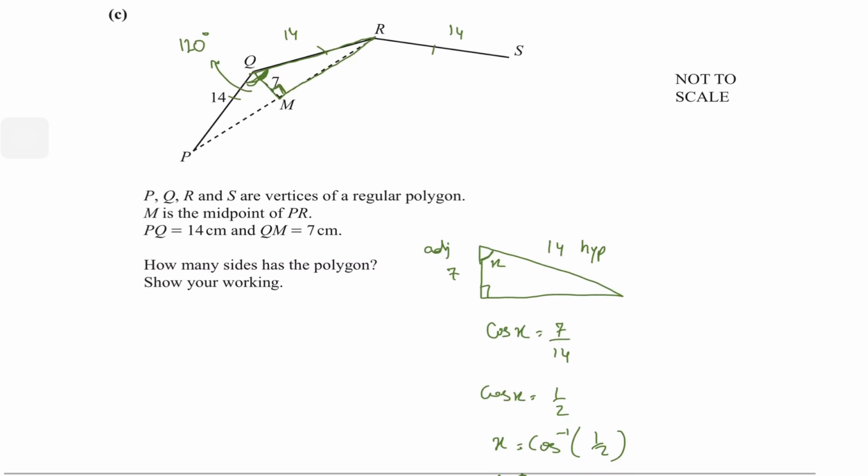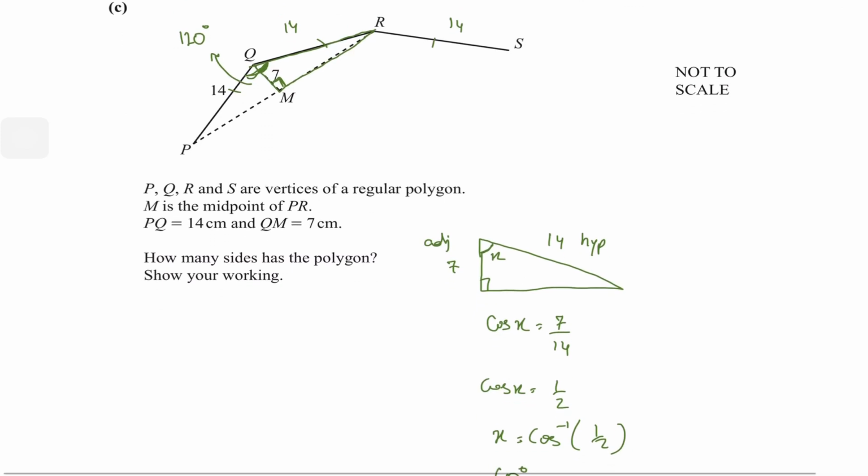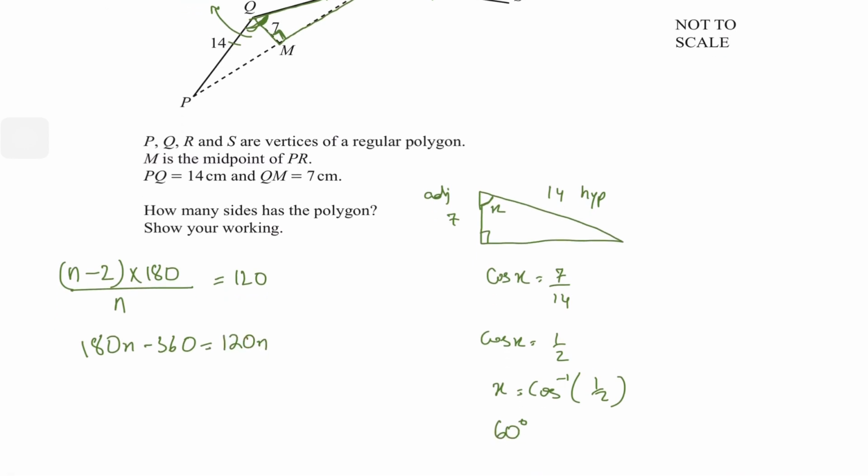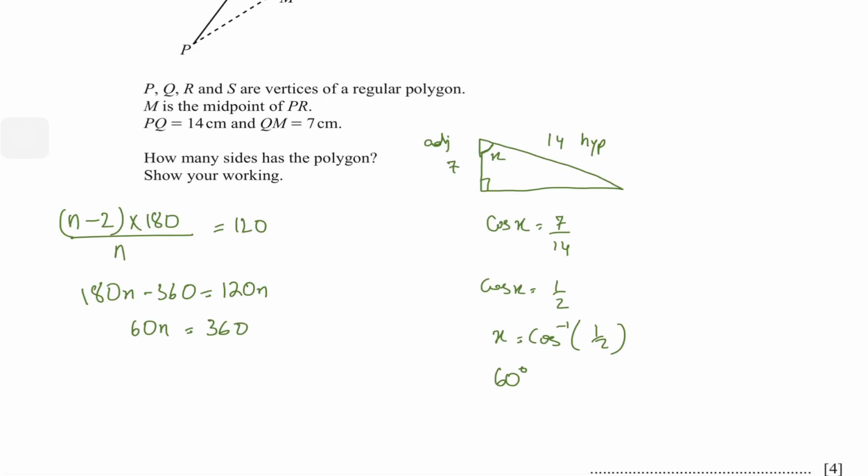If you want to work out what polygon has each interior angle as 120, here's the formula you're going to use. Each interior angle is calculated by n minus 2 multiplied by 180 upon n, and this is equal to 120. So 180n minus 360 is equal to 120n. 180n minus 120n is going to be 60n, equal to 360. So n is going to be equal to 360 divided by 60, so that's equal to 6. So this polygon has 6 sides, or in short, it's a hexagon. So that's how you're going to solve this question.